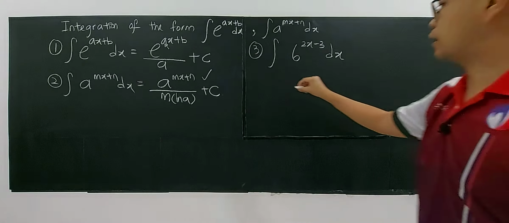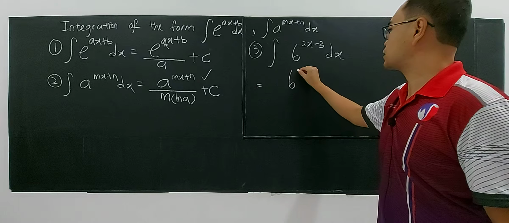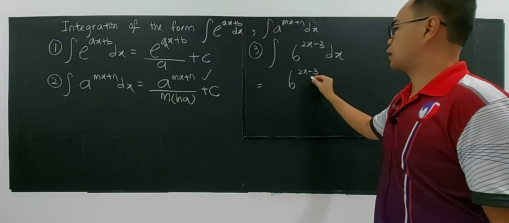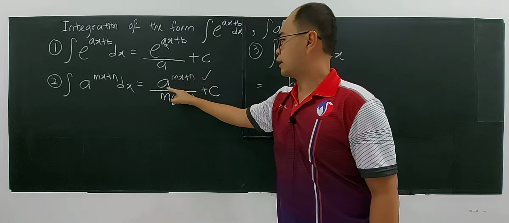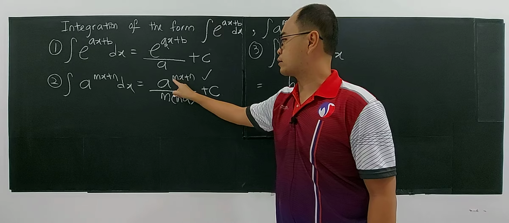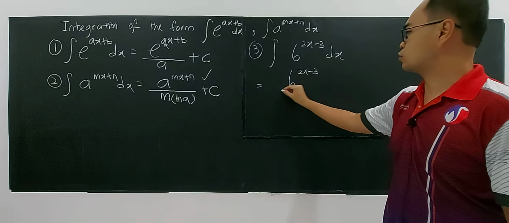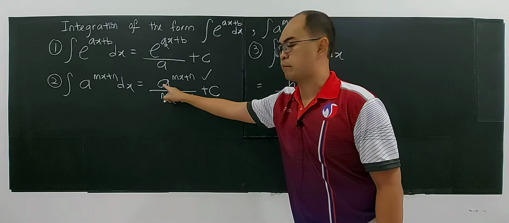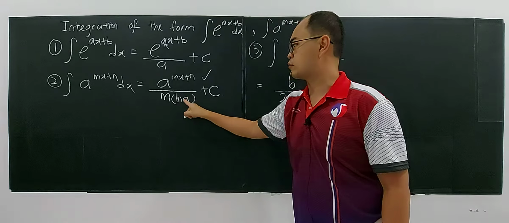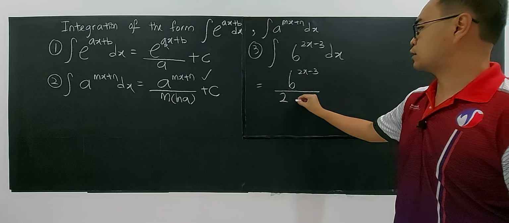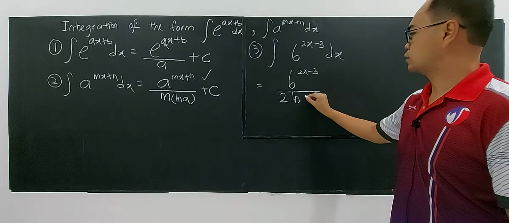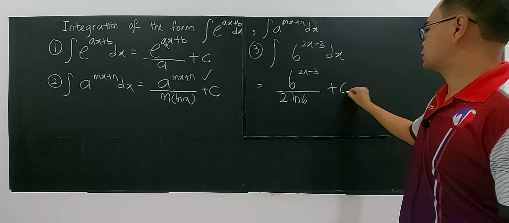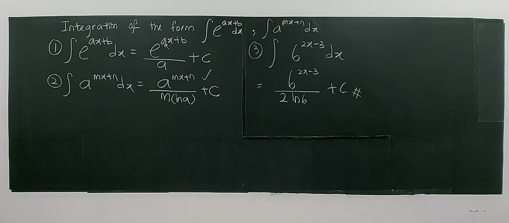So I copy down 6 to the power of 2x minus 3. Copy first. Later you look at the coefficient for x. The coefficient for x is 2, then you divide by 2. Then you have ln a, which means this number here. If it's 6, then you ln 6. If 5, then you ln 5. So here you just put ln 6, plus c.